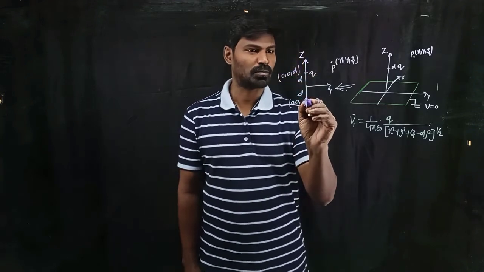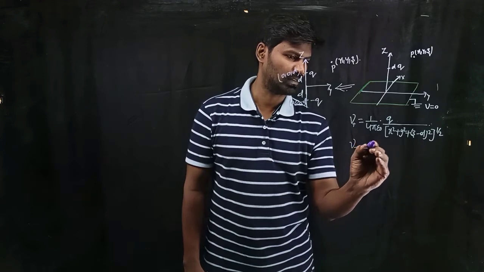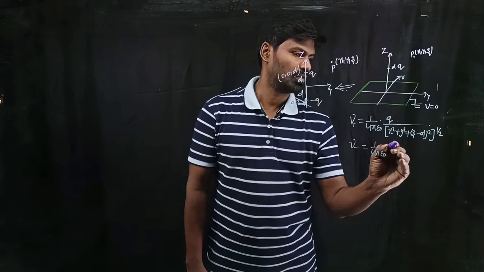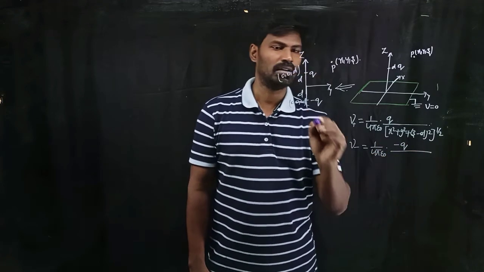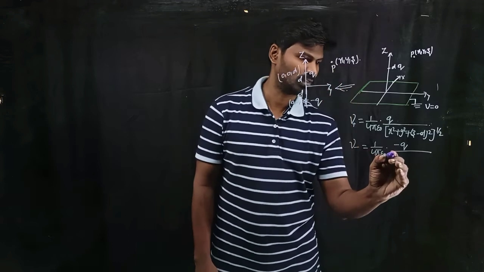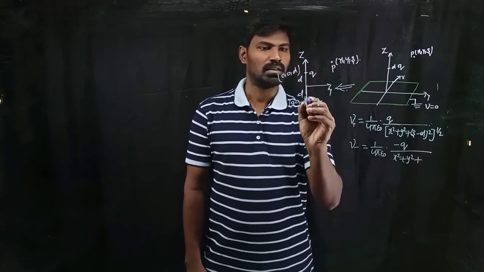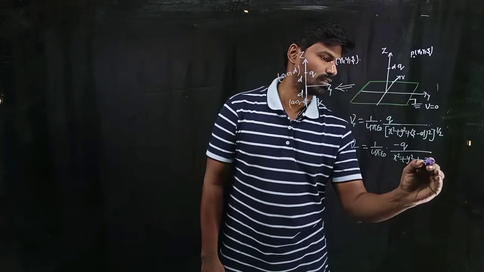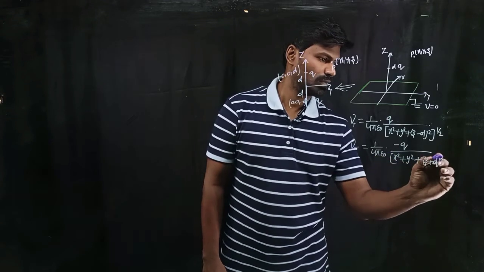Next, I'm going to write down the expression for potential due to this negative charge. That is, V minus is equal to 1 by 4 pi epsilon naught into, this is minus q, so you should write it as it is, minus q divided by the distance from this point to this point. How much is it? x square plus y square plus z minus of minus d, which is z plus d, so z plus d whole square, whole power 1 by 2.